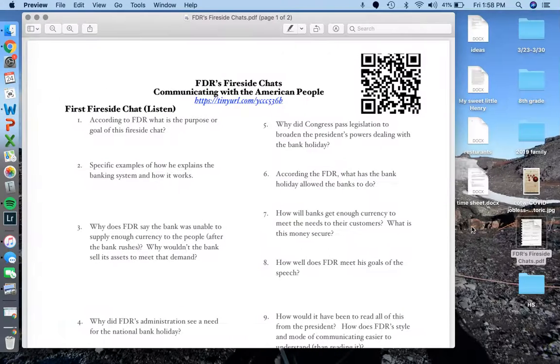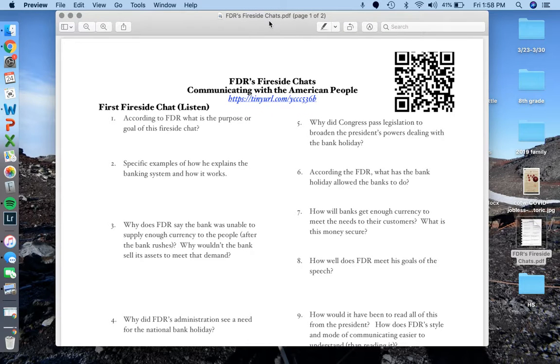I just wanted to walk you guys through how to do this fireside chat thing. So if you remember back from the notes, FDR, that's Roosevelt, he's the president during the Great Depression and going into the war, World War II as well. And one of the ways that he is going to communicate with the people is called a fireside chat.